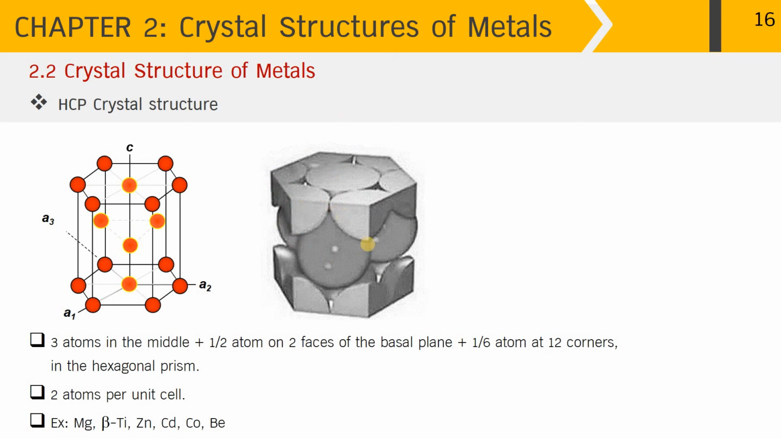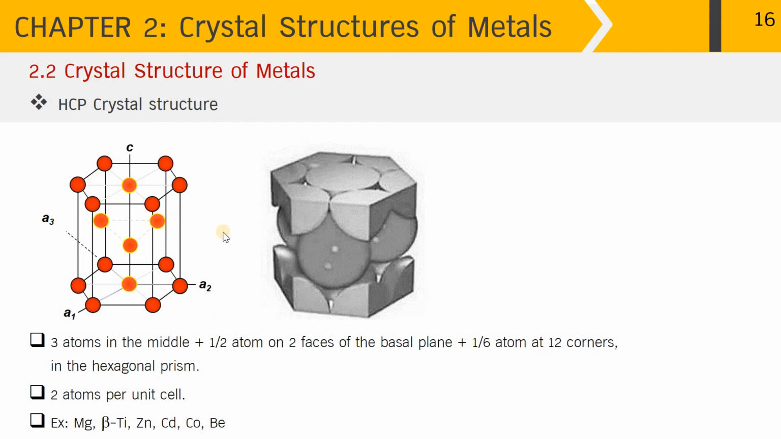And you can see that 3 atoms are inside the hexagonal close packed, and half of the atom on 2 faces of the basal planes. And here we have just 1/6 of an atom on 12 corners of the basal planes. And here we have 6 atoms for the whole hexagonal prism.